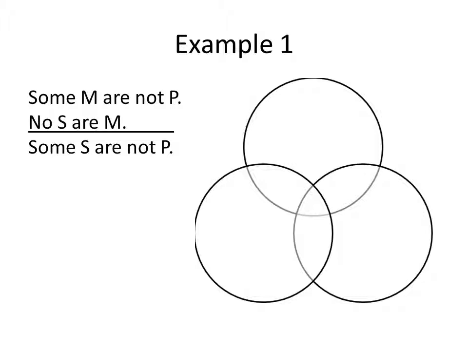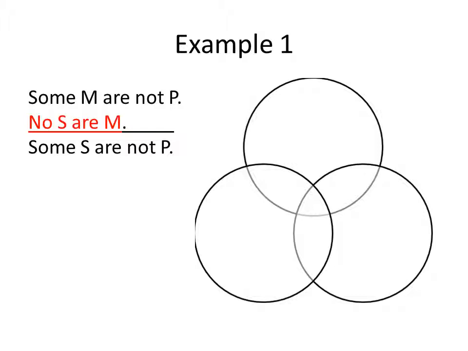But anyway, here's our first example. Here's the syllogism. Some M are not P, some S are M. Therefore, some S are not P. Okay. So we want to diagram this. So how do we start?